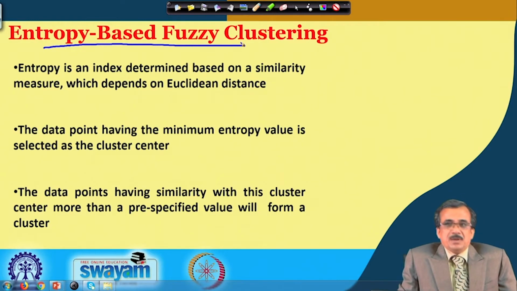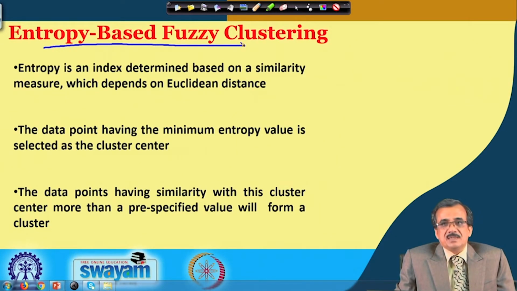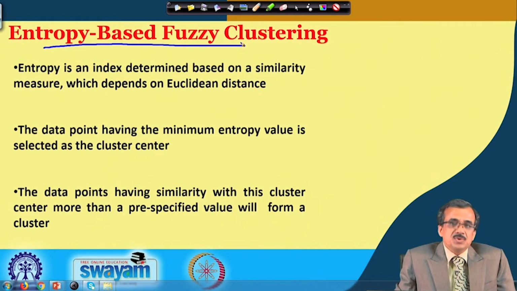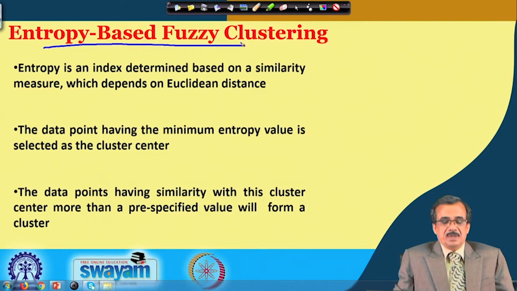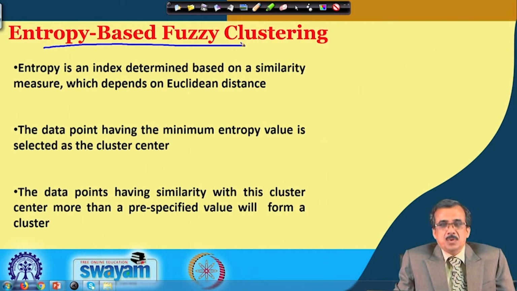Now, here we are going to use a term that is called entropy, which is nothing but an index. This particular index is used just to identify which one should be the cluster center. Supposing that we have a large number of data points in multidimensional form, and our aim is to identify who should be the cluster center.